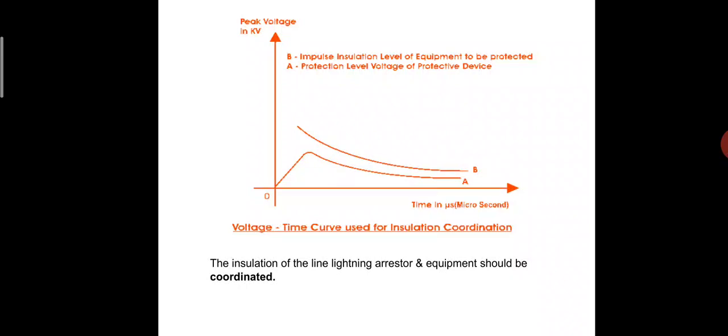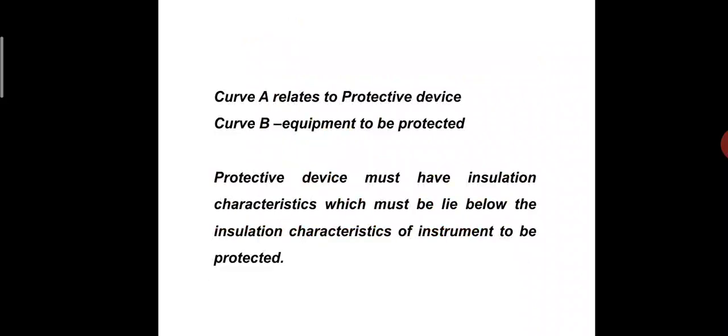The insulation of the lightning arrester and the equipment should be coordinated. Curve A relates to the protective device. Curve B relates to the equipment to be protected. The protective device must have insulation characteristics which lie below the insulation characteristics of the equipment to be protected.